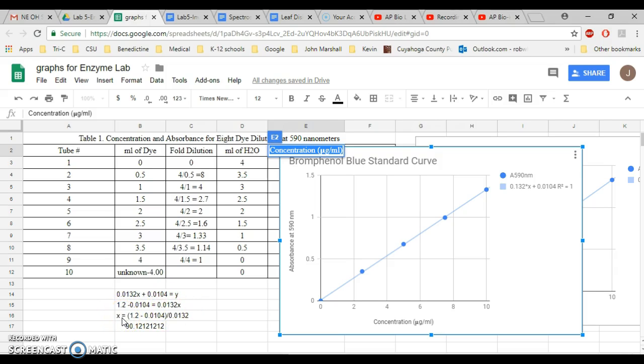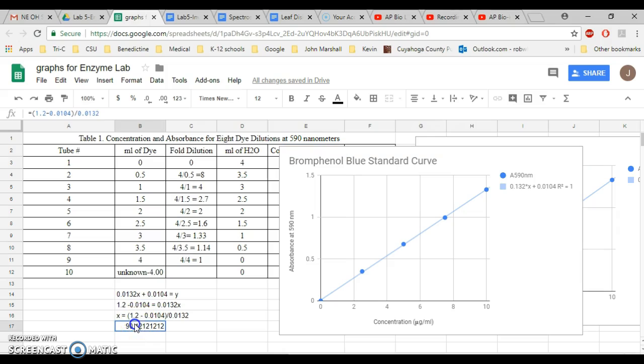So when you set up your equation the way it should be, you're going to have x equals, and make sure to put the parentheses, 1.2 minus your y-intercept divided by the slope. Okay? So if you type this in, which is what I did, you have to type equals first. So you would literally just hit equals, put a parentheses, type 1.2, subtract 0.0104, close the parentheses, and then divide by 0.0132. You can solve for what x is.